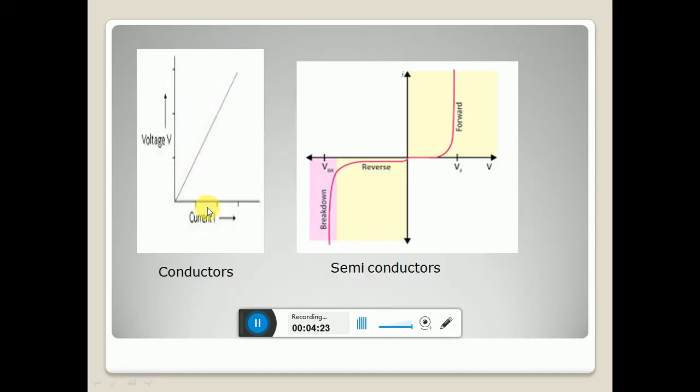Yes, this is the graph for voltage and current for a given conductor. This we have already drawn in lower classes. We can calculate the resistance using this one. Here also we can calculate the resistance, but the variation of voltage and current will not be linear. Instead of a linear straight line, it will be a curve. So in this case, Ohm's law cannot be applied.